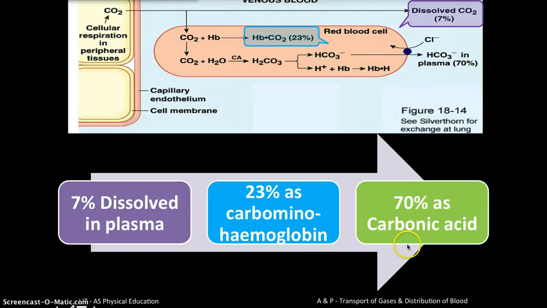And we know that that ultimately gets carried as carbonic acid. So carbon dioxide, this 70% will move into the red blood cell, combine with water, and then leave the red blood cell, but travel in the plasma as carbonic acid. So 70% as carbonic acid, 7% dissolved in the plasma directly, 23% as carbaminohemoglobin, and 70% as carbonic acid in the plasma.